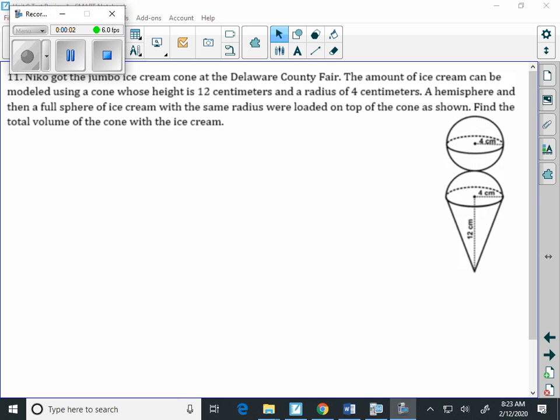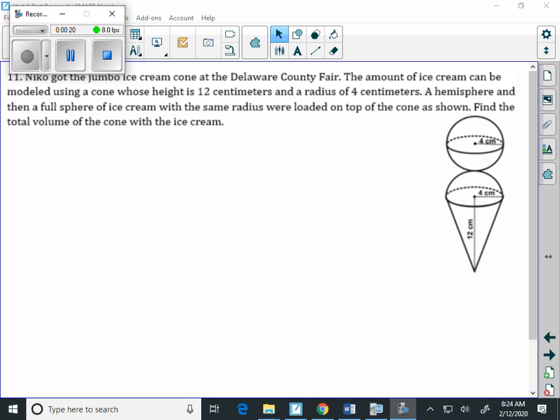Nico got the jumbo ice cream cone at the Delaware County Fair. The amount of ice cream can be modeled using a cone whose height is 12 centimeters and a radius of 4 centimeters. A hemisphere and then a full sphere of ice cream with the same radius were loaded on top of the cone as shown. Find the total volume of the cone with the ice cream.